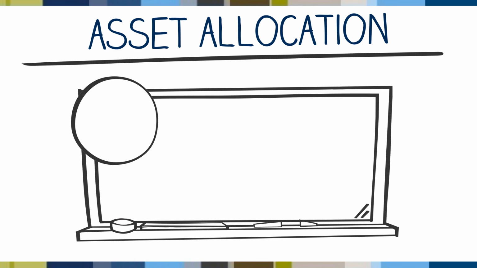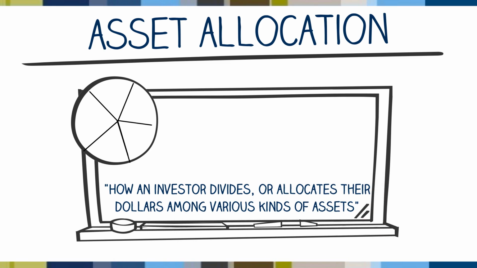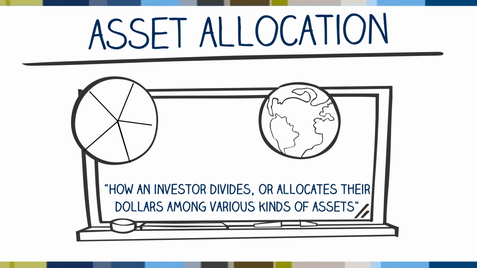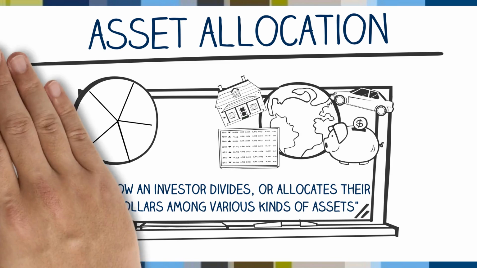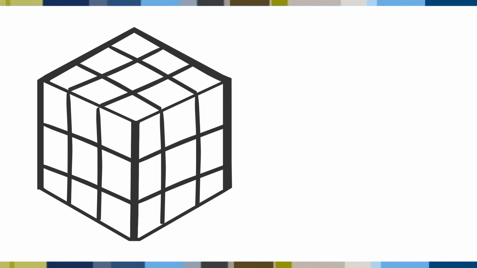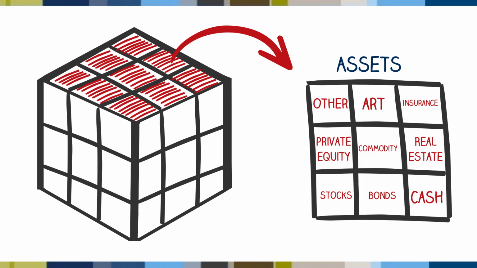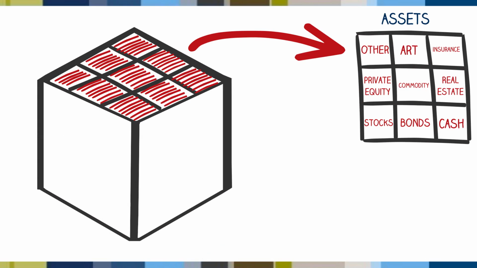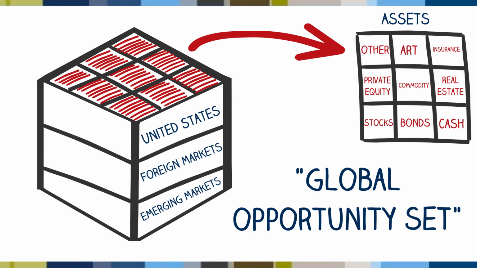This term refers to how an investor divides or allocates their dollars among various kinds of assets. Today, investors have access to a dizzying and diverse universe of assets. One way to picture the array of options is to imagine a Rubik's Cube, the puzzle that drove people to distraction in the 1980s. Viewed from the top are broad categories of assets, including publicly traded stocks, bonds, and others. When viewed from the side, these assets can be classified according to where they are located, inside or outside the U.S. This cube represents an investor's global opportunity set.